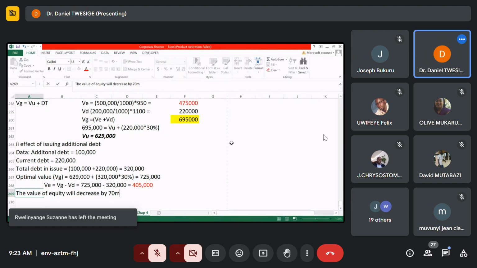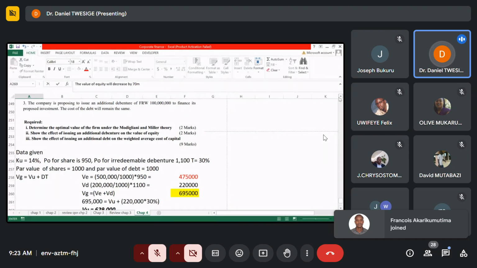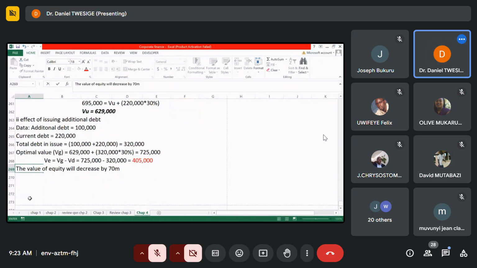Now, if you go to part 3 of this question, show the effect of issuing additional debt on weighted average cost of capital. Part 3. Effect of issuing additional debt on WACC.